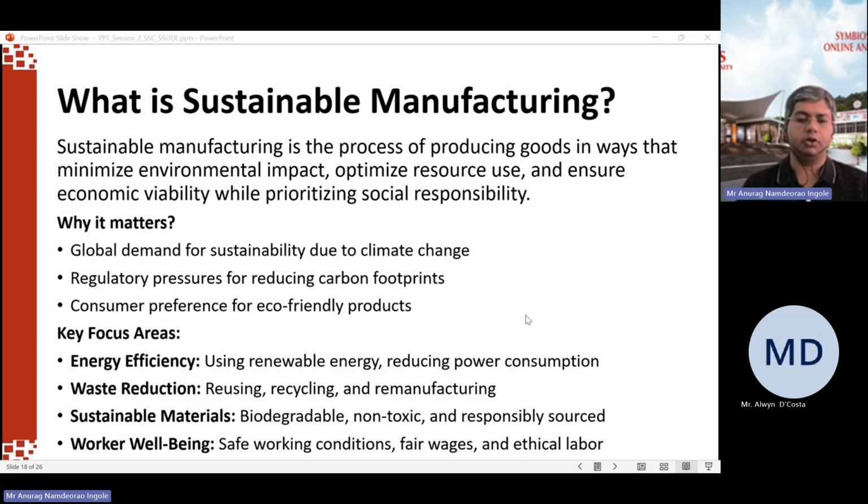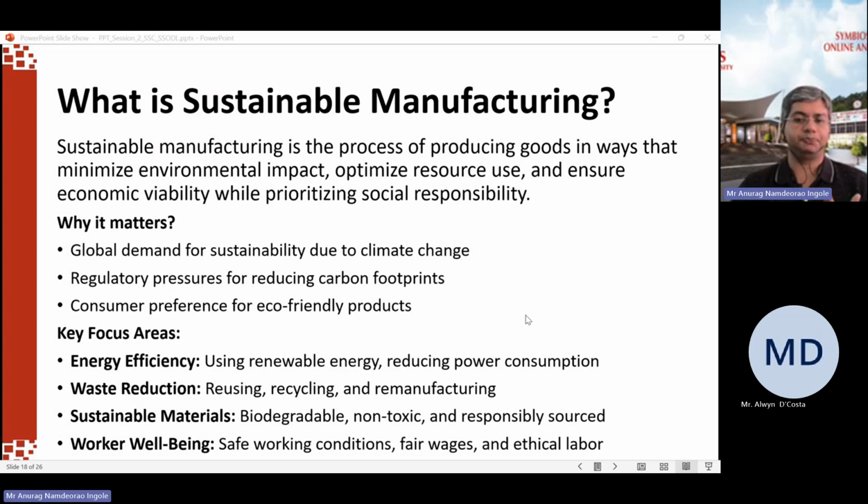And then worker well-being. The topmost focus area we can say is worker well-being. If we want to focus on sustainability, we want to focus on worker well-being. So how do we focus on worker well-being? We have a safe working environment, with safe working conditions focusing on employee well-being and employee safety. While they are working, is the environment safe? Do they have all the required safety gear or not? Are they trained on the hazardous situations that may arise around them? Are they trained on safety protocols or not, etc.? That we have to ensure and focus on.